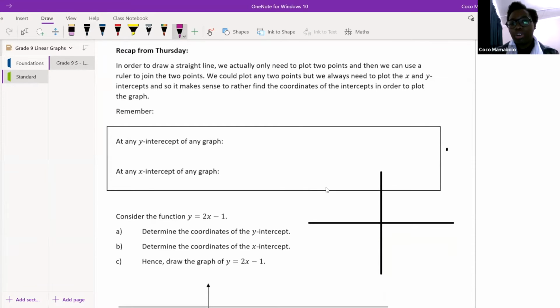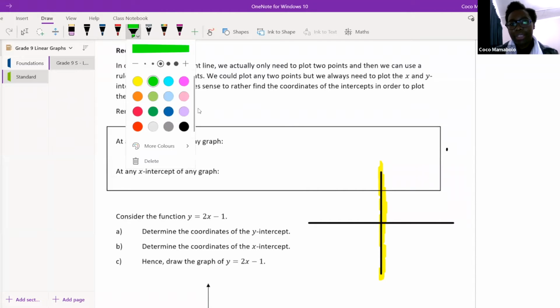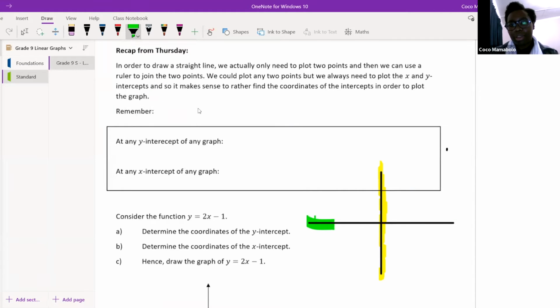I know I'm going to look for my y-intercept that's going to lie on this line. My y-intercept is going to lie on my y-axis. And then I want to plot my x-intercept that's going to lie on my x-axis. Now, who can remind me, when I want to find my y-intercept, what do I need to do?